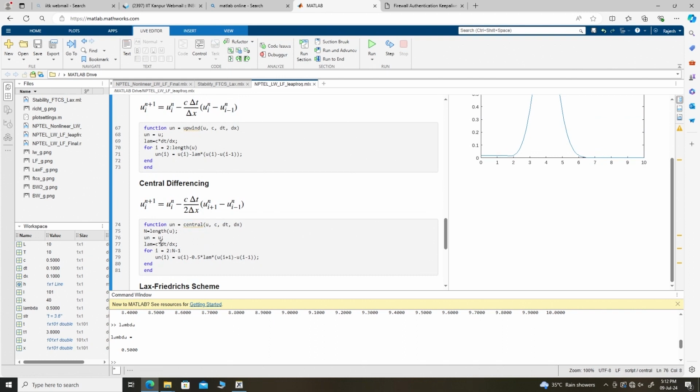Similarly, this is the central differencing scheme, which is c delta t by 2 delta x, and the function name is central here. I calculate lambda, and this is 0.5 into lambda times u i plus 1 and u i minus 1.